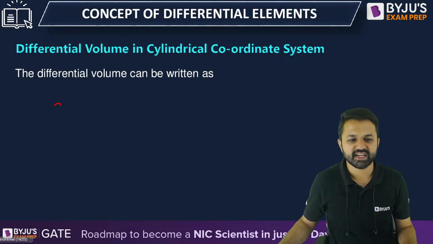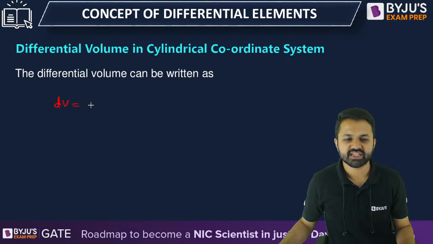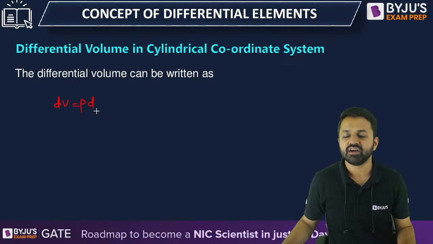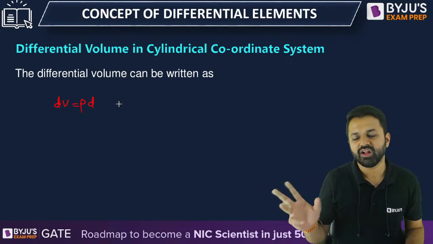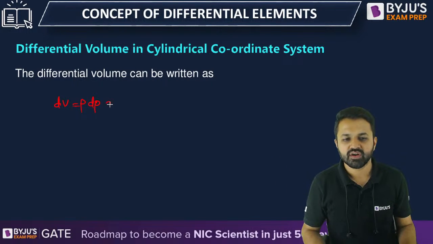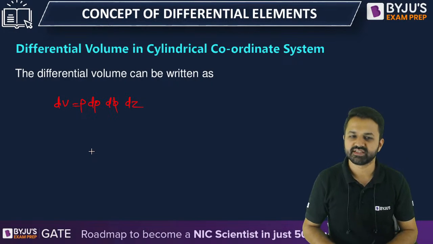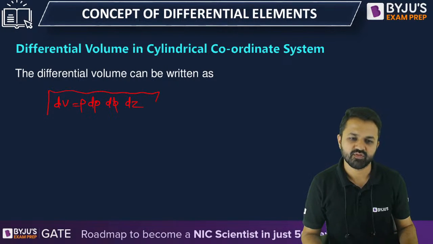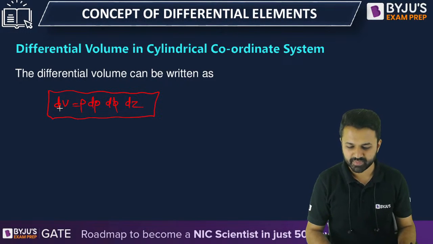Now, if you want to write the differential volume, how do you write it? Differential volume is nothing but the product of all the coefficients in all the three directions. The coefficients are d rho, rho d phi, and dz. Just multiply them, you will get the differential volume. Very simple.